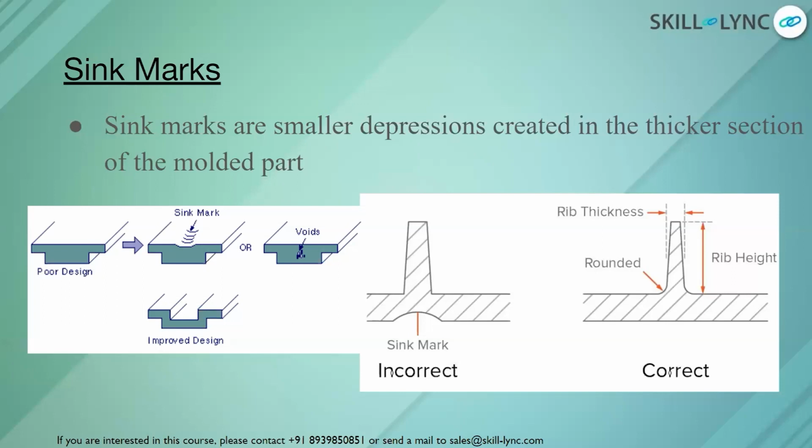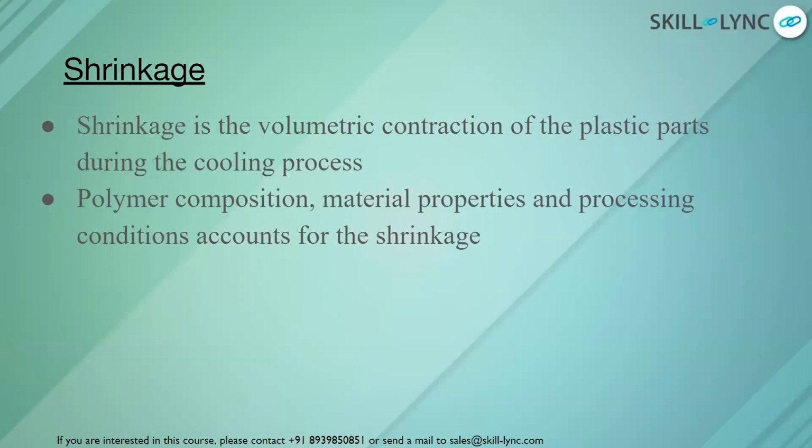Okay, so this is one condition or one plastic defect and how we can resolve it. Second is basically the shrinkage. Shrinkage is the volumetric contraction of your plastic during the cooling. As you can see, just like metal parts which expand and contract, the same happens for your plastic to an extent. Polymer composition, material properties, and processing conditions account for shrinkage. In the general case there will be shrinkage.